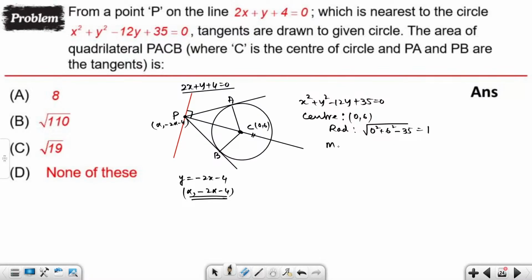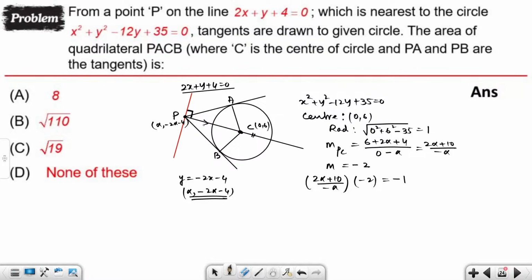Now what is the slope of PC? y2 minus y1 divided by x2 minus x1. So it is coming like 2 alpha plus 10 over minus alpha. Is it clear? So this is the slope of PC. Now what is the slope of the given line? The slope of the given line is minus 2. And as we all know that they are perpendicular to each other, so we will say that 2 alpha plus 10 over minus alpha into minus 2 is basically minus 1.